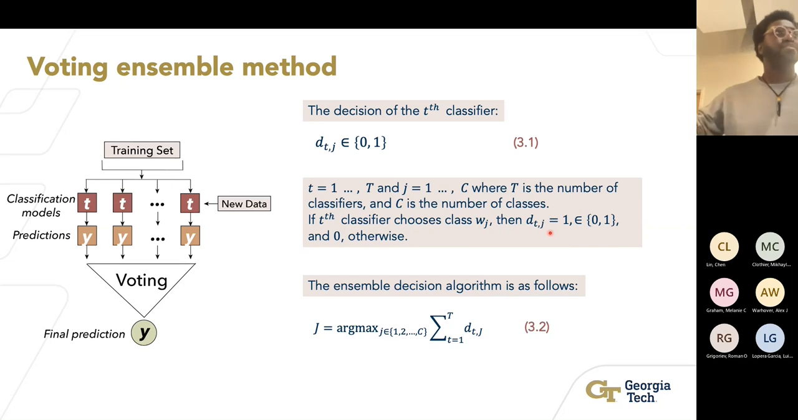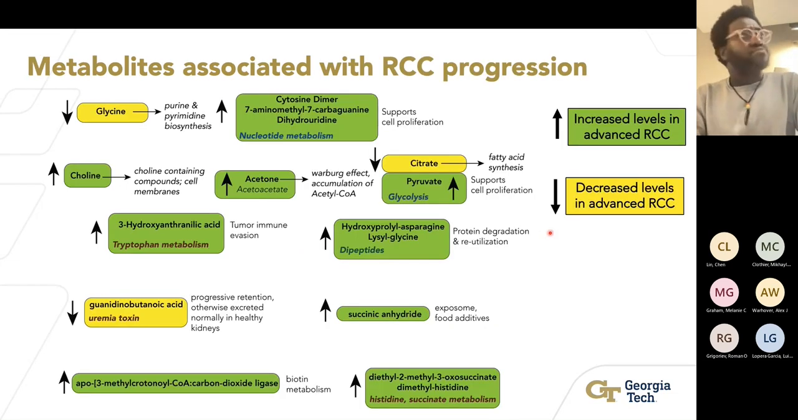So it's kind of like a voting system, and sometimes it does work. Okay, again, back to biology. This is a very similar presentation of the summarization of the biological result from the previous study. In green, these metabolites are increasing in advanced stage of RCC. In yellow, they are decreasing in advanced stage of RCC.